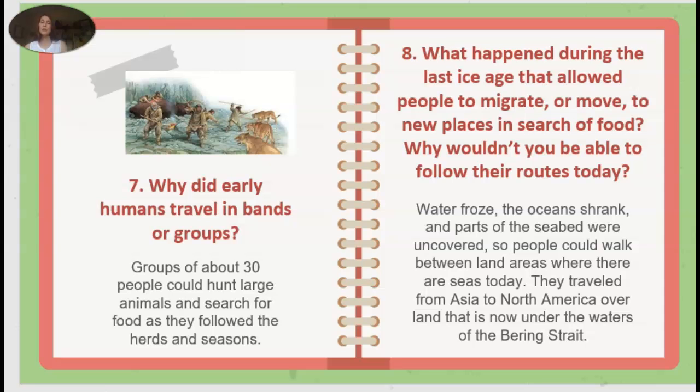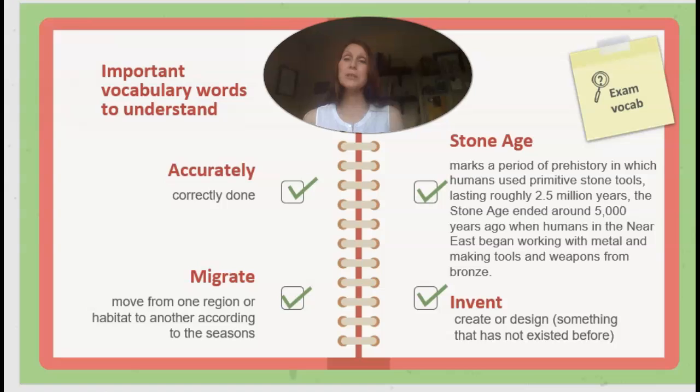So that's the end of the questions. Now let's talk a little bit about important vocabulary words that you're going to need to understand before you complete your assessment. So accurately means correctly done. If I say something was accurate, or show me how to do this accurately, that means correctly done. It was correct. To migrate means to move from one region or habitat to another according to the seasons.